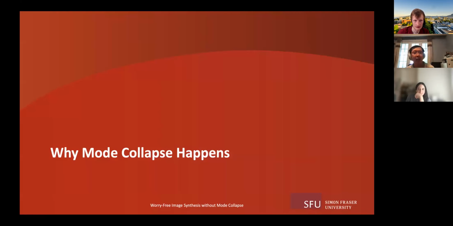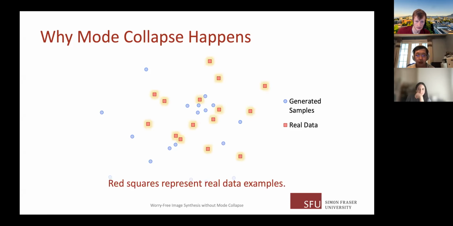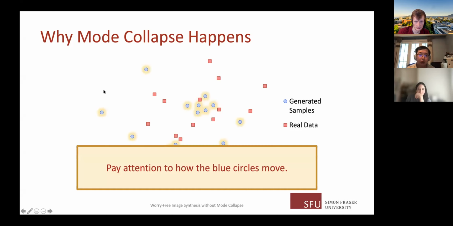So why does mode collapse actually happen? Essentially, we're going to consider this simple two-dimensional example here. The red data points are the real data points. The blue ones are the generated samples. When we are training the GAN, we're essentially keeping these red data points fixed and moving around the blue points, right? These are the samples that we're learning to generate. So red is real, blue is fake. I want you to pay attention to how the blue circles move. That's what's going to happen when we train the model.